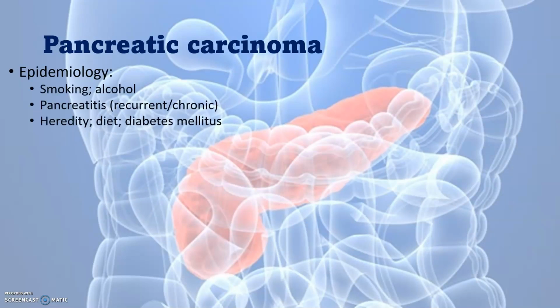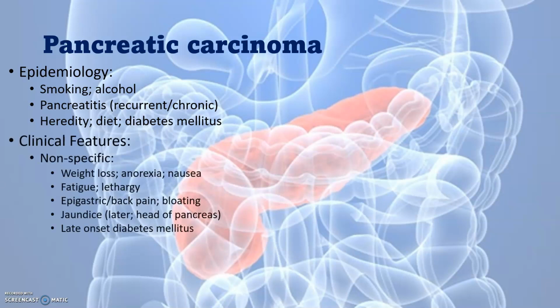Pancreatic carcinoma is seen in patients who have increased alcohol intake or smoking, can be a complication of recurrent or chronic pancreatitis, and does have some hereditary component. Clinical features tend to be non-specific, and the diagnosis can be hard to make. Although obstructive jaundice is one of the features, it tends to be a late feature and only really associated with carcinoma of the head of the pancreas.